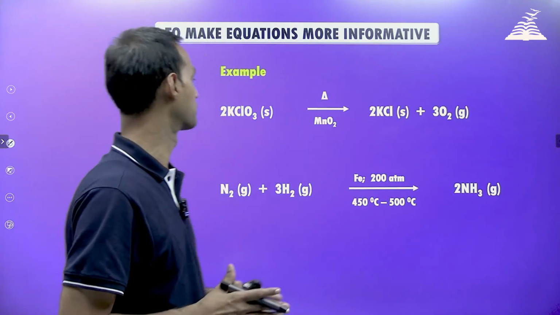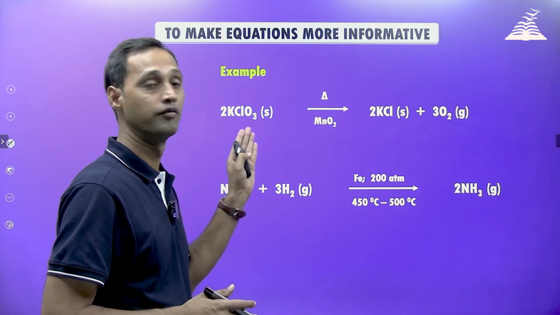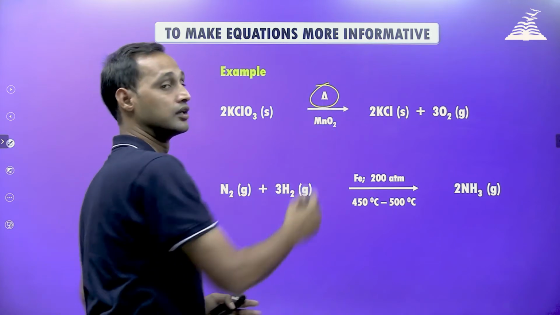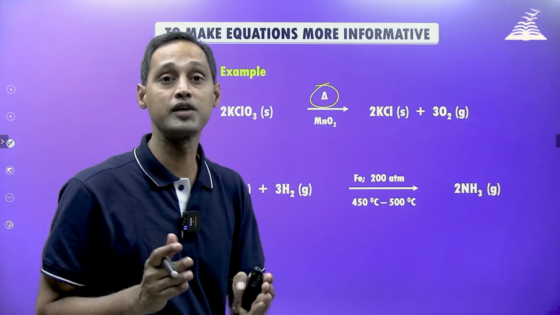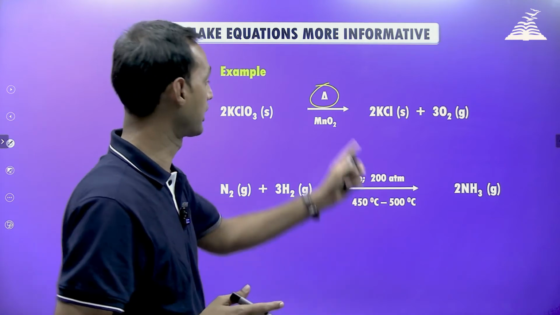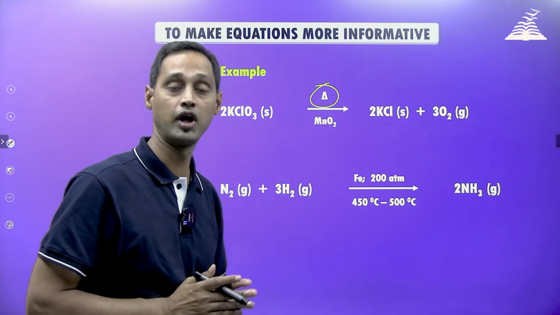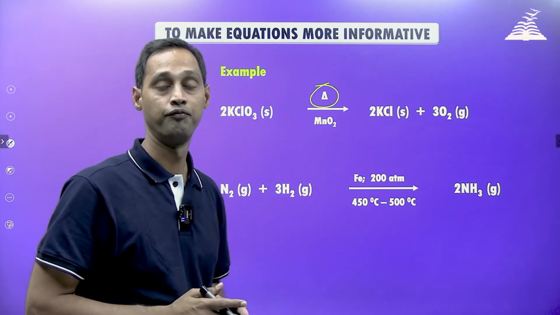It will be more clear to you. Right, decomposition of potassium chlorate, it requires heat energy. So we are mentioning delta above the arrow. It also requires a catalyst, manganese dioxide. So we are writing the formula of the catalyst below the arrow.